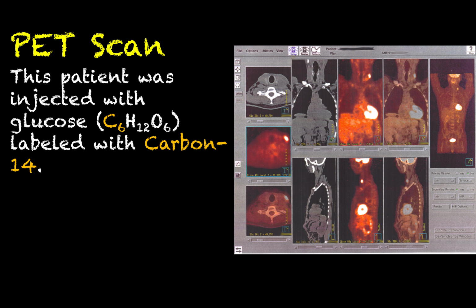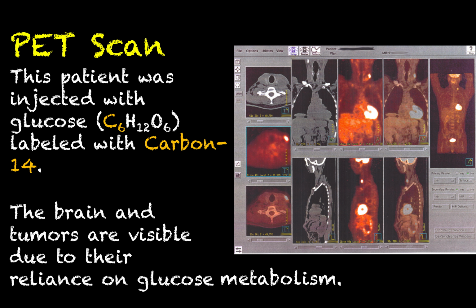So we will be talking more about isotopes in a future video, but the basic idea is that this particular kind of glucose is radioactive because we have replaced the normal carbon in this glucose with the radioactive form of it. So what you're seeing here is that the portions of this person's body that are lighting up are not only the brain, which is not quite so visible here because the picture is not quite so focused on it, but also two different tumors that are present in the body.